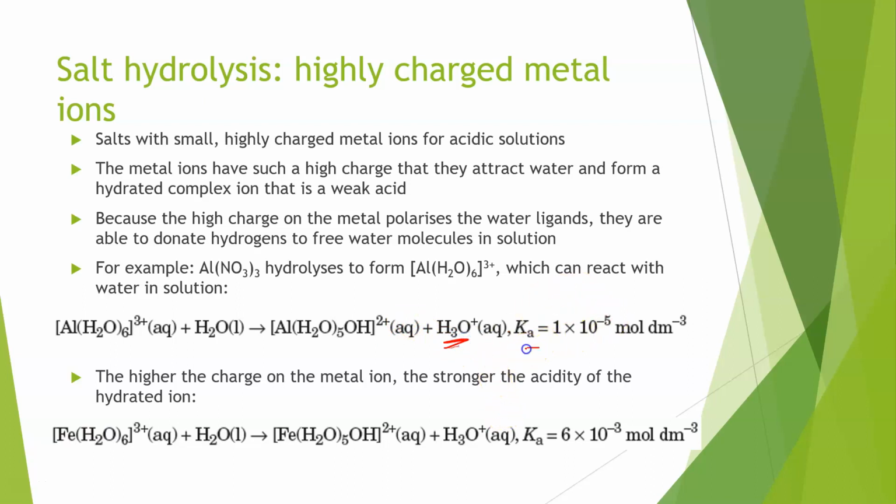The Ka for this is 1 × 10⁻⁵ moles per decimeter cubed. We can see with iron, the Fe(H2O)6, so the hexahydrated iron complex, when in solution, will also produce H3O+ with a Ka of 6 × 10⁻⁵. So the Ka of this is significantly higher.